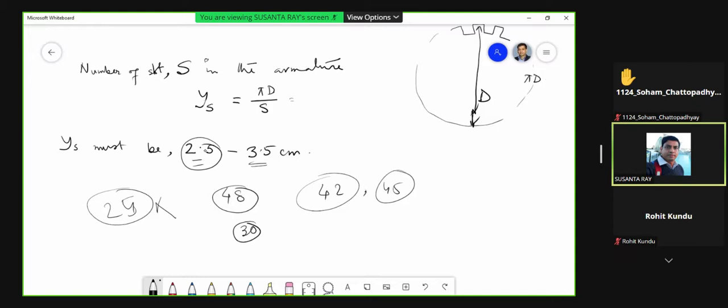The number of slots should not be less than 20. That is the lowest value of number of slots. Whether it is 5, 10 or 20, the number of slots will not go below 20. 24 is okay for the small machines. Small size machines. Sir, 25.